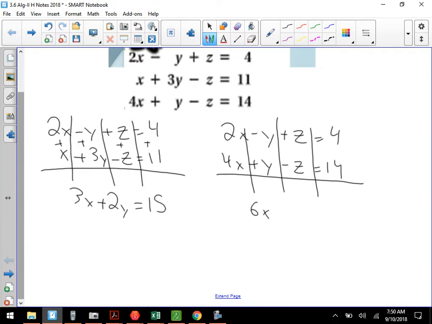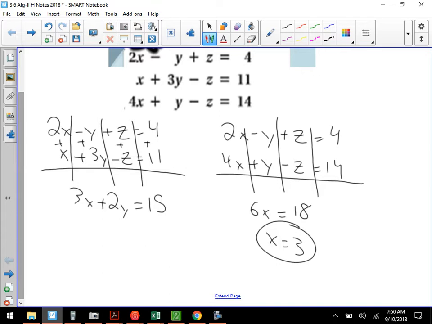6x, negative y plus y is gone, isn't it? That's okay. That's actually kind of a nice thing that happens. Z's are gone, and what's 4 plus 14? 18. Which means now, what can I do for x? Yeah, so what's x? 3. I know then right away that I have value of x is 3. Where do you think I'm going to put that value of x now? In the second equation. And then just go back and substitute through.